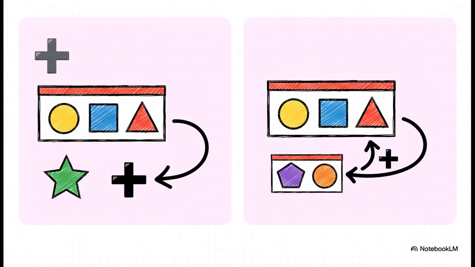Now, what about adding brand new items? There are two main methods for this, and they have really distinct purposes. So think of it this way. Append is what you use when you're adding just a single new thing to the end of your list. Extend is for when you have a whole other list of items and you want to add all of them to the end of yours.